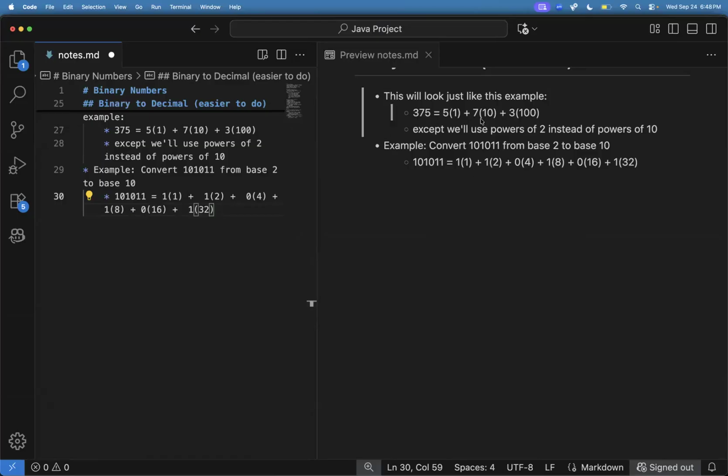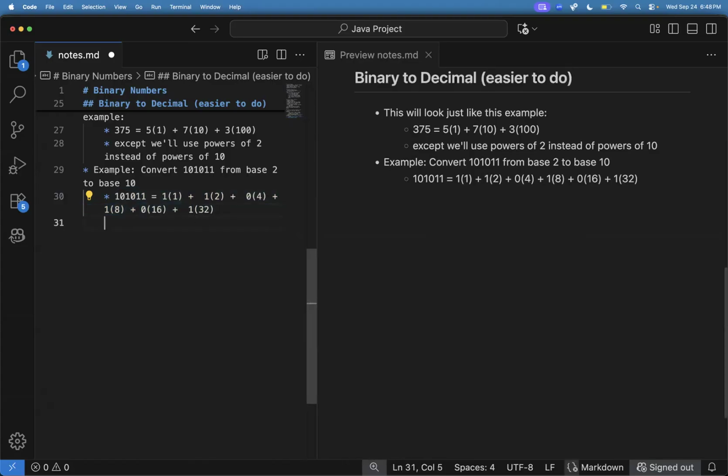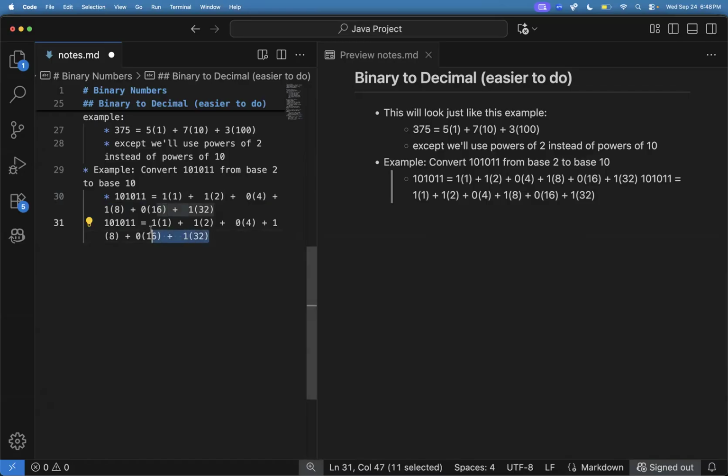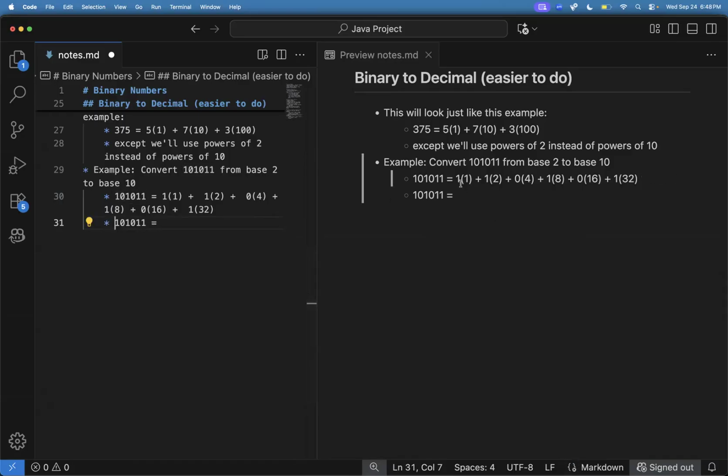So it's the same thing up here as 1, 10, 100, but it's 1, 2, 4, 8, 16, 32. Powers of 2. Now, you do all that, but what does that mean? Well, it means literally just add up those numbers now. So what we have here is 1 times 1, which is 1. And then you have 1 times 2, which is 2. And then you have 0 times 4, which is 0.